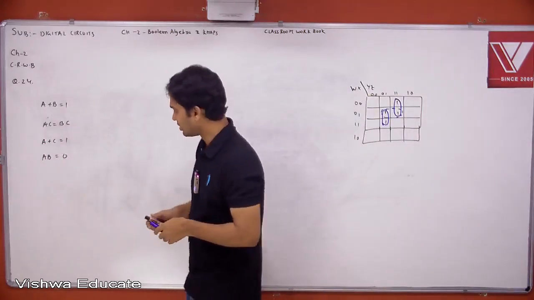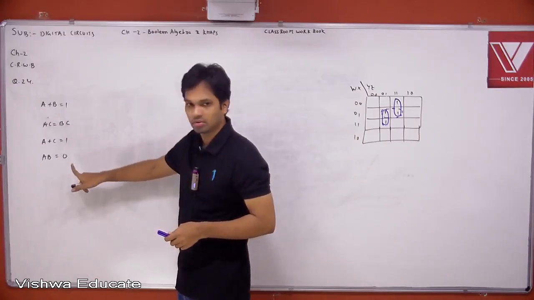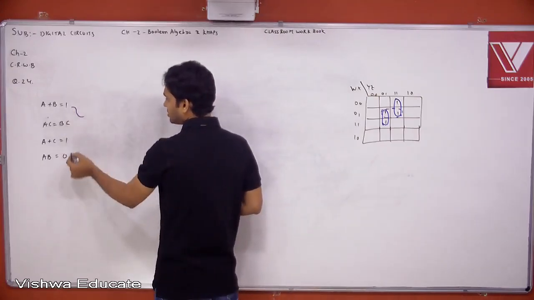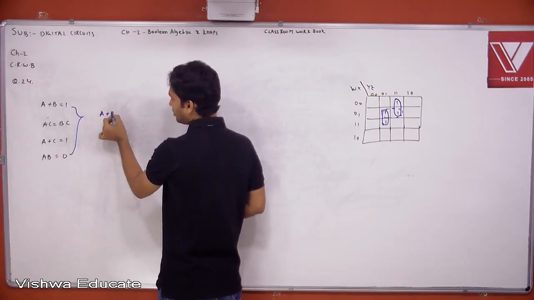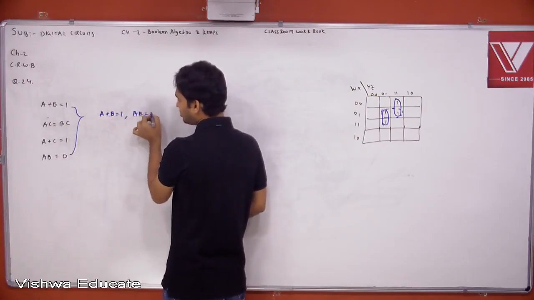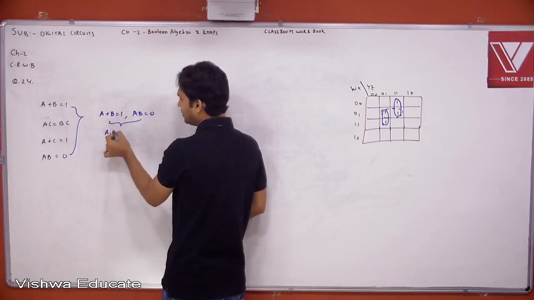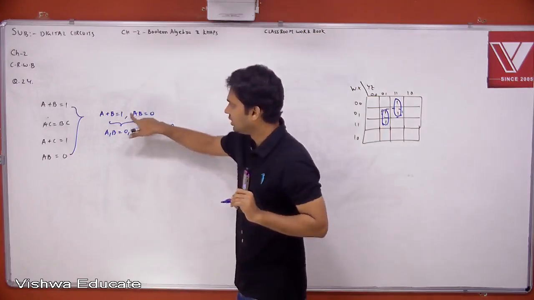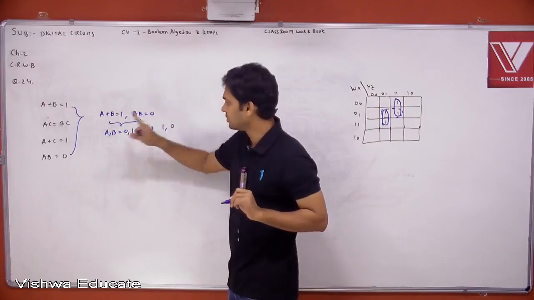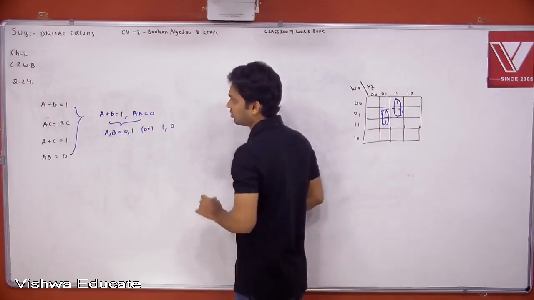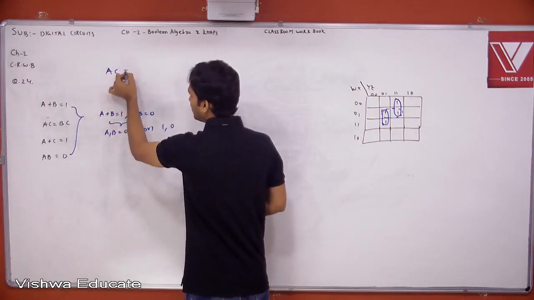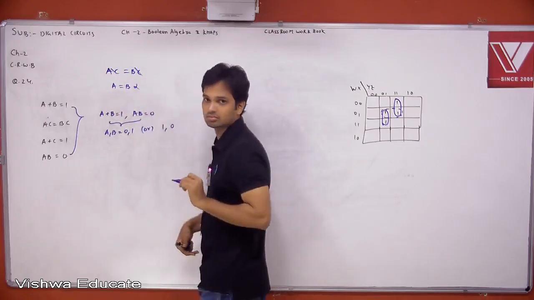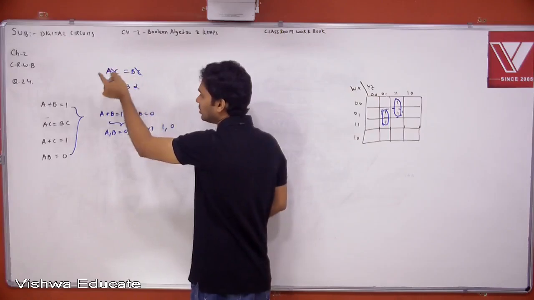Okay. Now listen. A plus B equal to 1, AC equal to BC, A plus C equal to 1, AB equal to 0. Now see here. In the first and last equation, A plus B equal to 1 and A into B equal to 0. From these two I can say AB should be either 0, 1 or 1, 0. It cannot be 1, 1. It cannot be 0, 0. Right? Because it will not satisfy both the equations. Now, very important, AC equal to BC, don't cancel C and say A equal to B, wrong answer. Because C can be 0, because 0 into anything is 0.